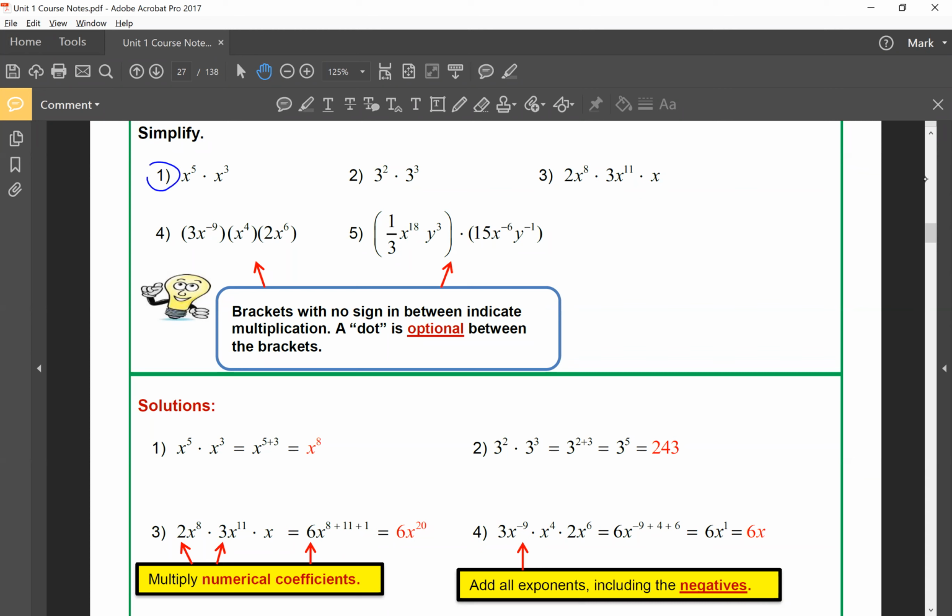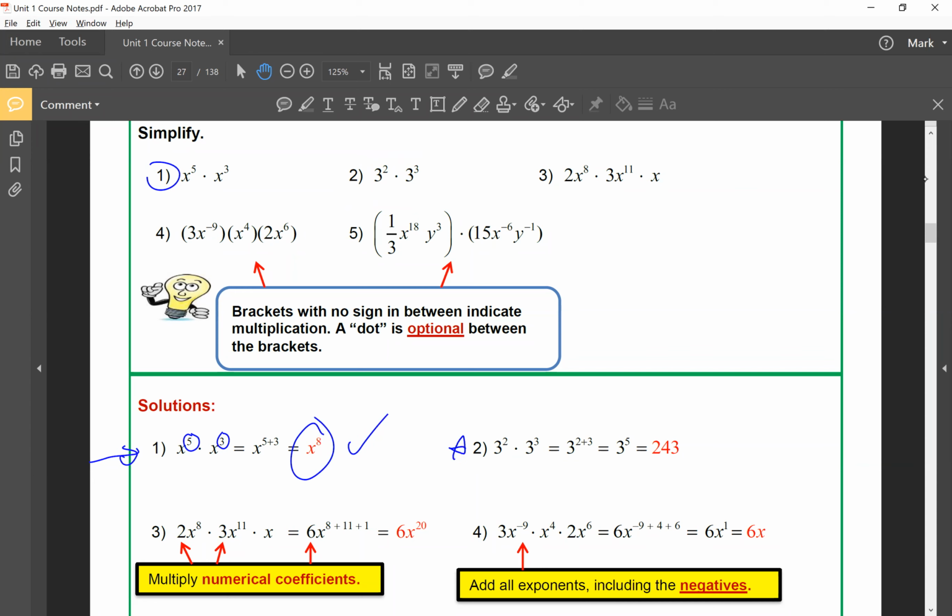So number 1, quite easy. We have 5 x's and 3 x's. I'm down here in the solutions. 5 and 3 means I have 8 of them, so 8 to the power of x. Easy. Number 2, also easy. I have 3 3's. That means in total I have 5 of them. Easy. And you'll notice, guys, let me clear my writing. This is my answer. If I don't know what x is, I cannot get a number.